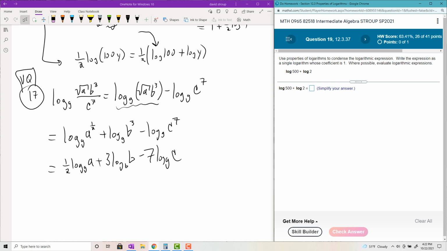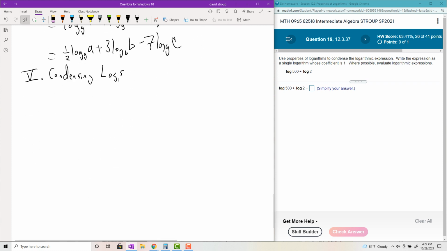Okay, now we're going to start condensing logs, so we're going in the other direction. They'll give you a sum and difference of logs, and then you have to change it into one log, with no coefficient, no number in front of it. So condensing logs, and let's take a look.